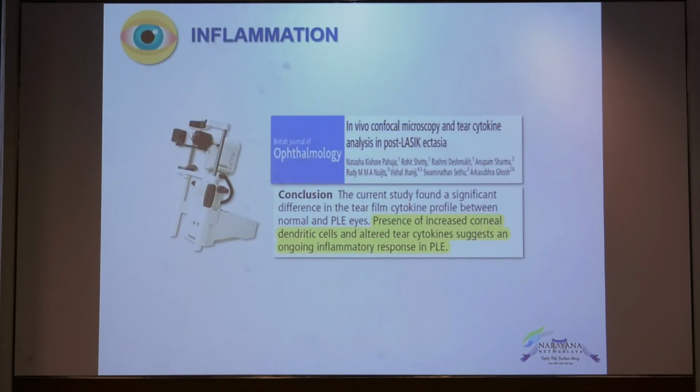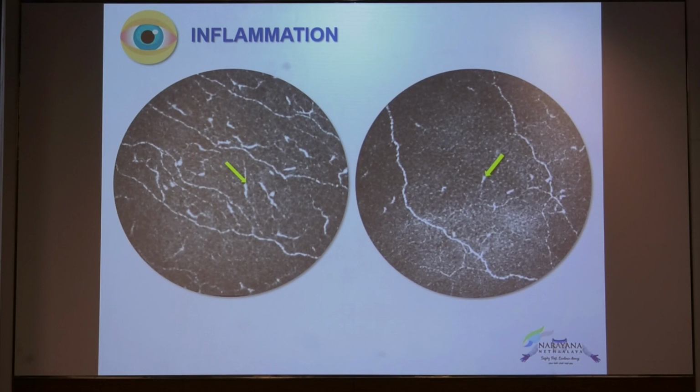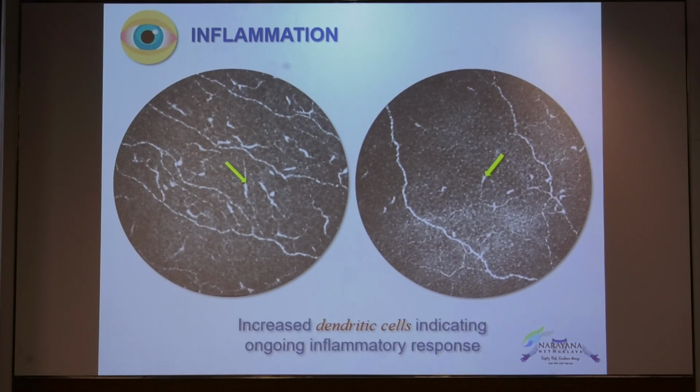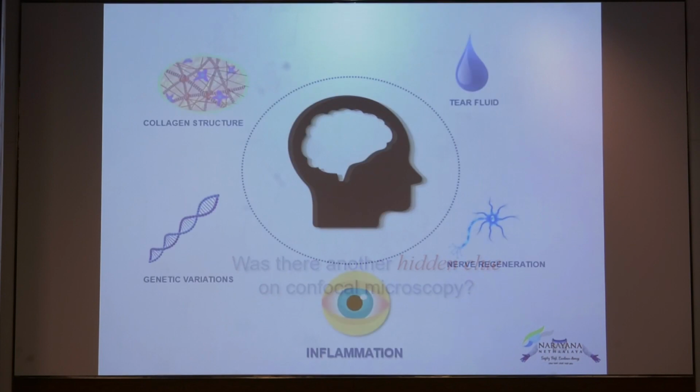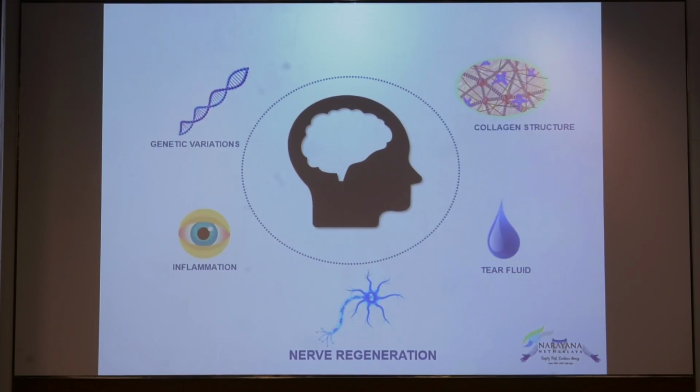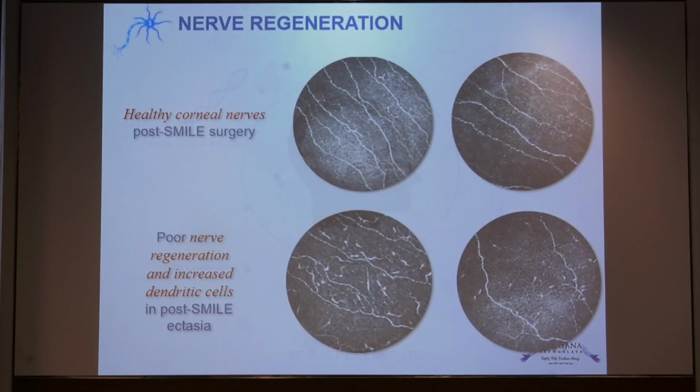Recent literature has shown the presence of increased corneal dendritic cells and altered tear cytokines to suggest an inflammatory response in PLE. So this was what her confocal looked like, wherein there were increased dendritic cells, which suggested an ongoing inflammatory response. But was there also another hidden clue on the confocal? These are the healthy corneal nerves post-SMILE surgery, and in the two pictures lower down, you see poor nerve regeneration with increased dendritic cells in the post-SMILE ectasia.